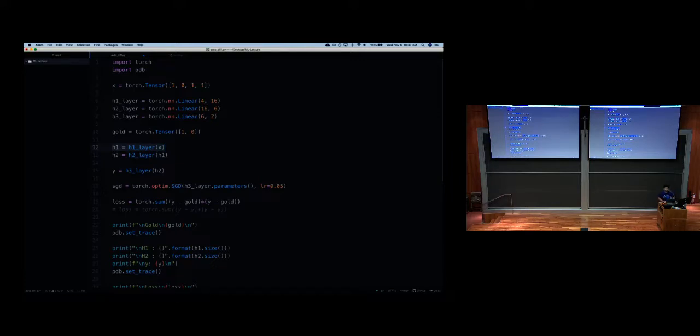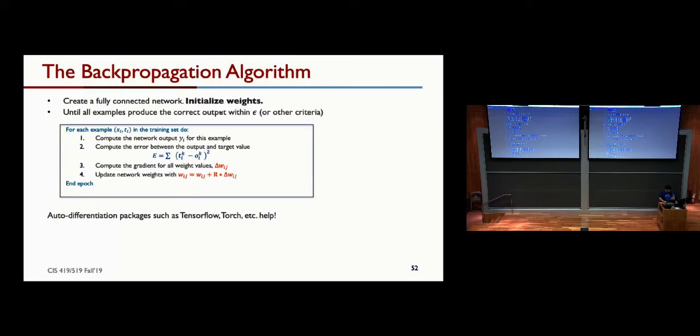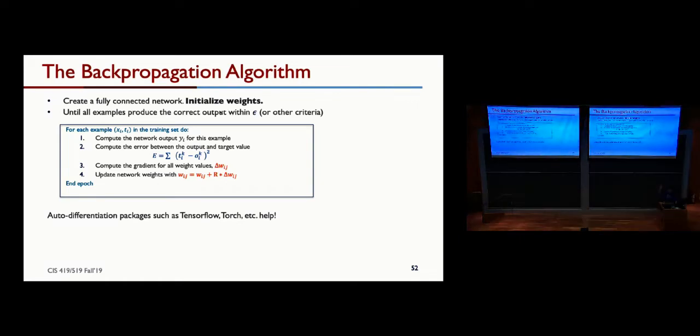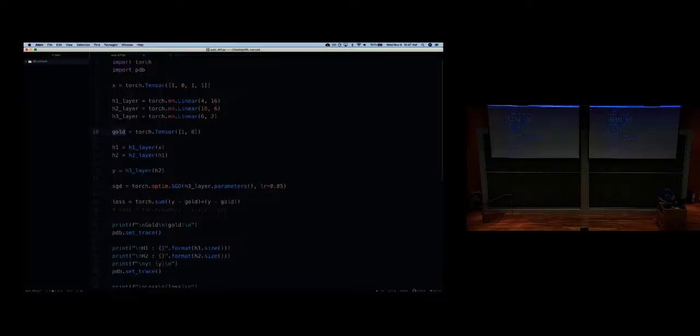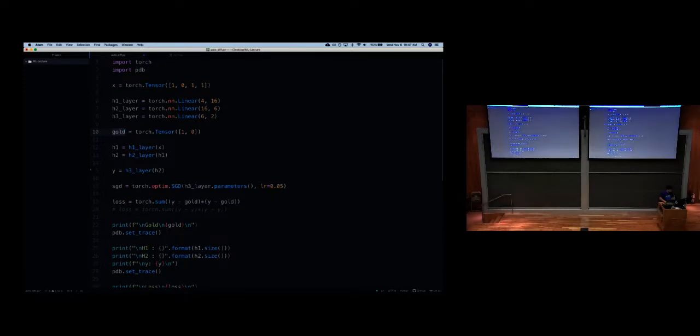Could you explain again what gold is? Gold is the ti over here. What you're trying to learn is this function that takes a vector of size 4 as input and outputs a vector of size 2. So that's essentially the correct output. Yes, that is the goal. In machine learning, it is usually called the ground truth.